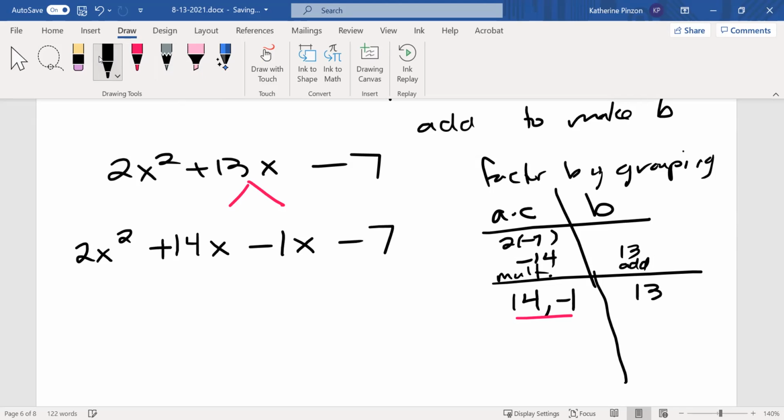You can make this table part systematically, right? You could just start with 1 and 14, 2 and 7, right? Just list all the factors. Does 1 go in? Does 2 go in? Does 3 go in? Does 4 go in? List all the factors, see what they add to. If you can find them right away, great.